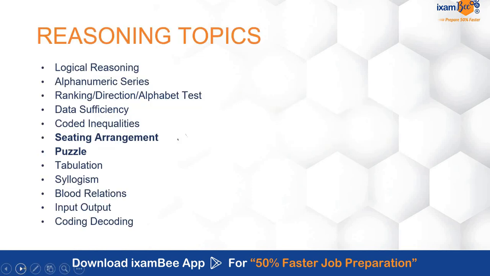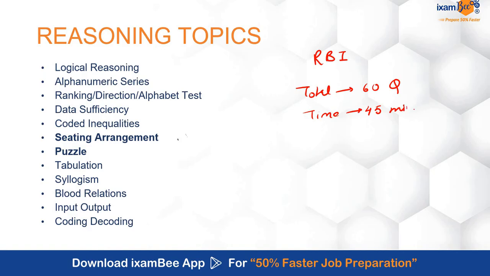So let's get started with reasoning topics. In RBI, as all of you know, a total of 60 questions are there which you need to solve in 45 minutes. And these were the reasoning topics, and the most important is arrangement and puzzle, whose weightage, as analyzed from previous years, is approximately 25 to 30 questions. So a huge number is there.